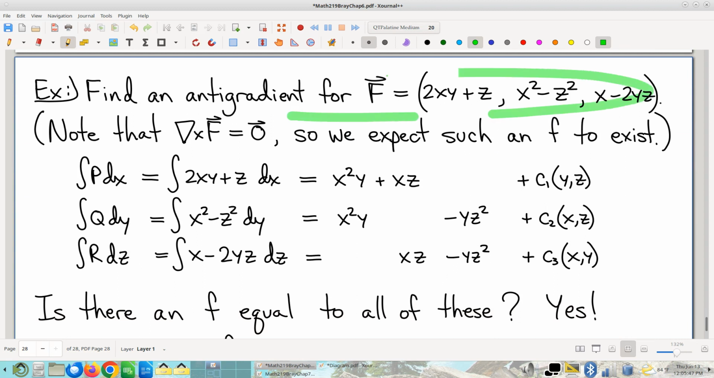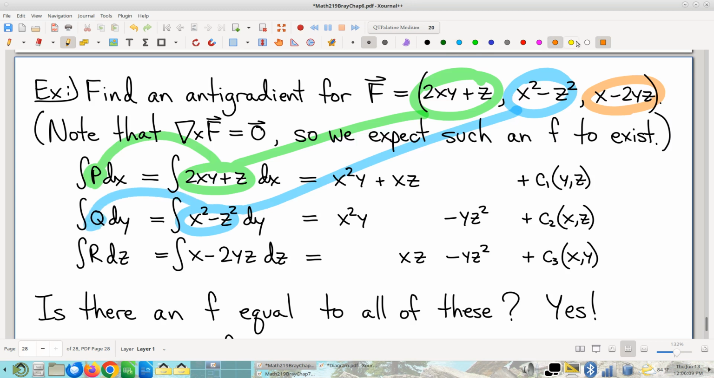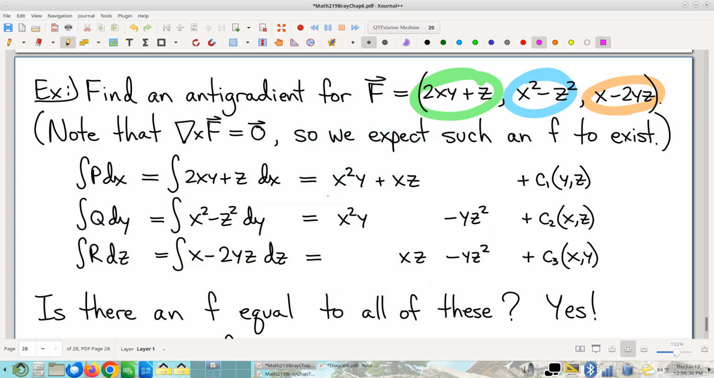Here is a vector field. I want to find an antigradient. Notice I have a P, a Q, and an R. Per the previous page, P goes there, Q goes there, R goes there, just following the rules. We take the anti-partials. This is just single variable calculus, basically, right? Anti-partials. It's just anti-derivatives, but with partials. Nothing to it. Everybody on board so far? I mean, the little details. Make sure I didn't mess up the execution there. And don't forget to add in your partial constants. We call these partial constant functions.